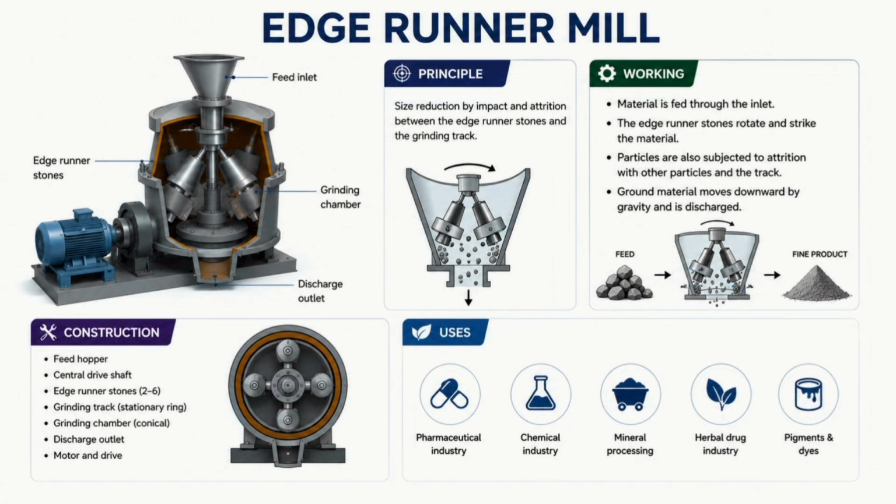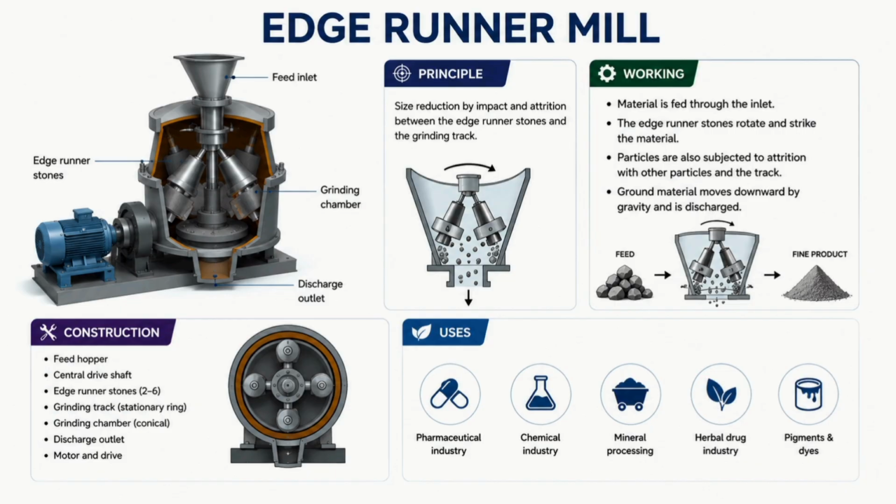And the next mill is the edge runner mill. Principle: the edge runner mill mainly works on the principle of crushing and attrition. Both crushing and attrition happen simultaneously in the mill itself to achieve the size reduction here.